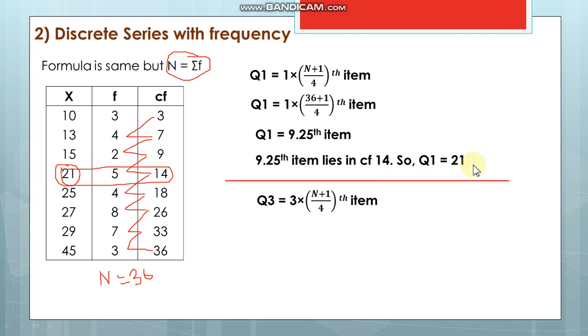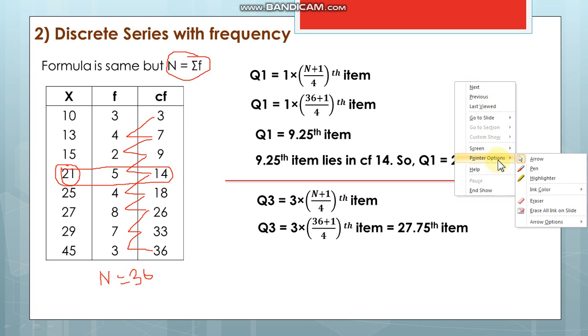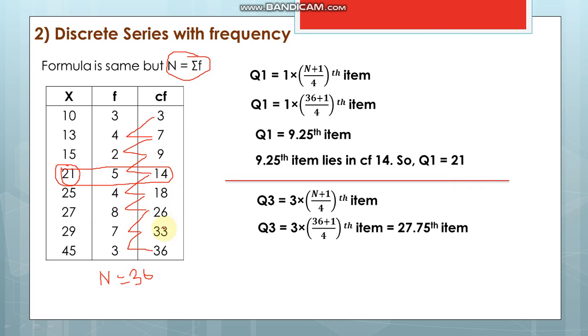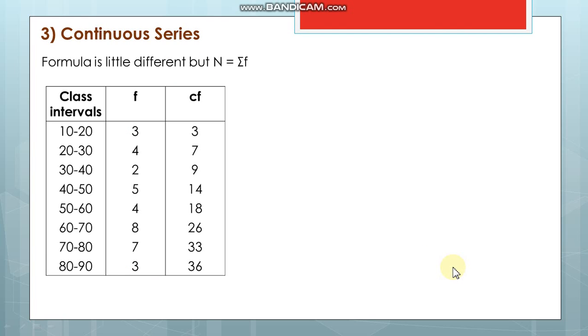Let us try the third quartile. Third quartile is 3 into n plus 1 by 4th item. What is my n? N is 36. So 36 plus 1 by 4 into 3 gives me 27.75. So 27.75 means this belongs to this particular cumulative frequency, and the related number is 29. So my answer will be 29. So the 27.75th item lies in cumulative frequency 33. So my Q3 will be 29.